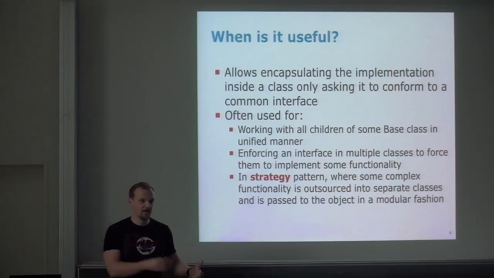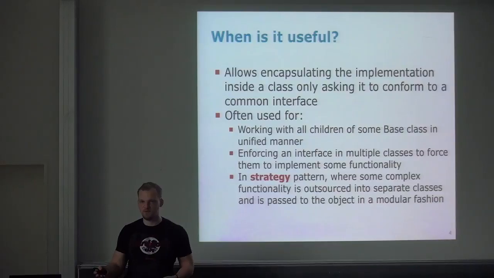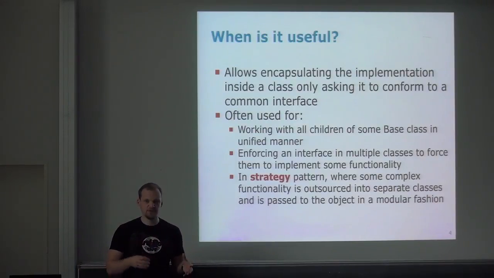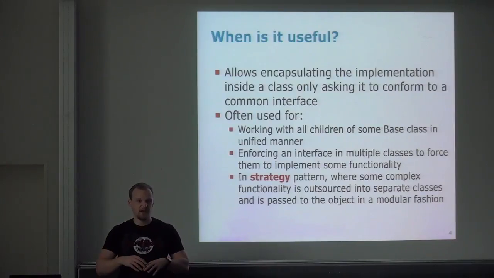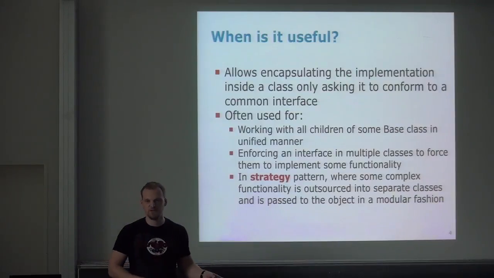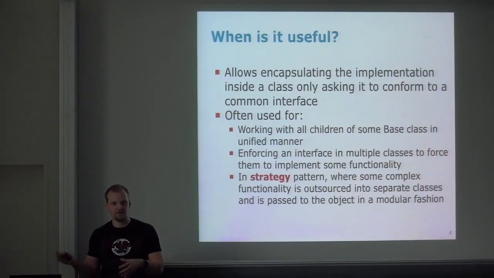So again, we hide the implementation from ourselves and from the users of our library, and we only expose some interface that people should use. Then sometimes it can also be used to enforce the same interface in otherwise unrelated classes. So let's say we want all the classes in our library to have a print function. We can do that by deriving them from a class that has a public print function, for example.